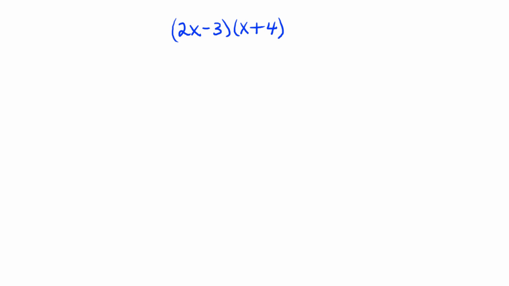Division is the reverse process of multiplication. So here we have two binomials and we'd like to find the product. To begin, we take the 2x and multiply it through the other binomial, and this is going to give us 2x squared plus 8x. And then we do the same thing with the negative 3. We multiply it through and we get a negative 3x and a negative 12.